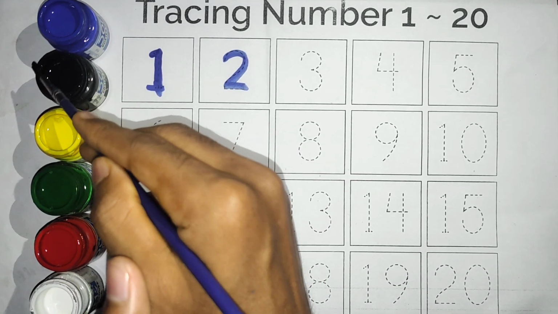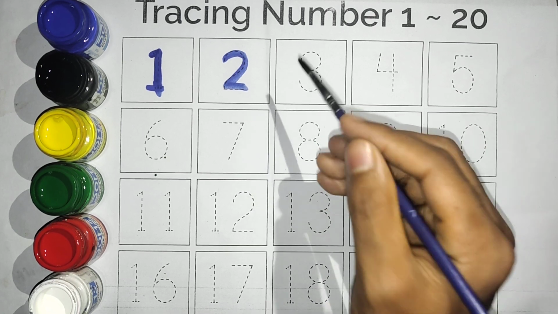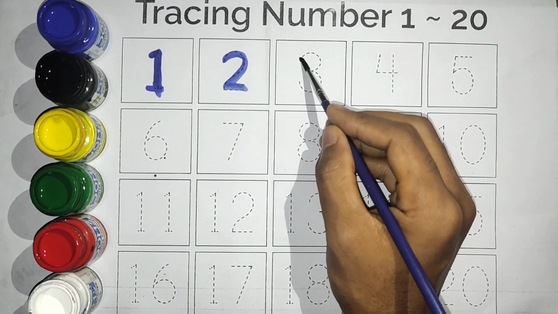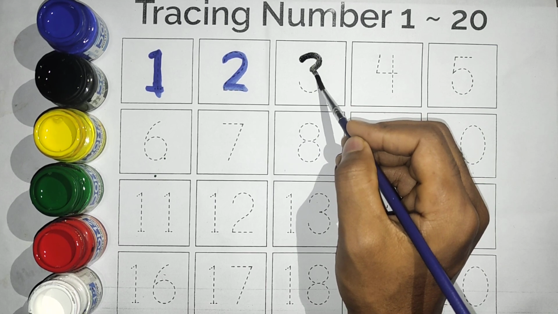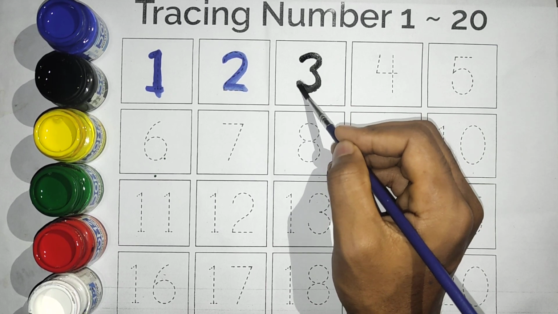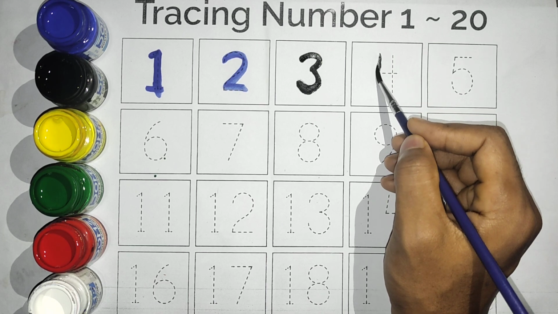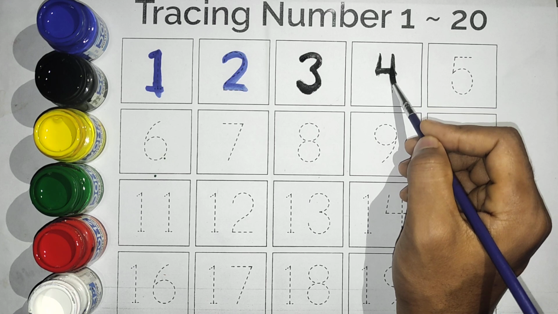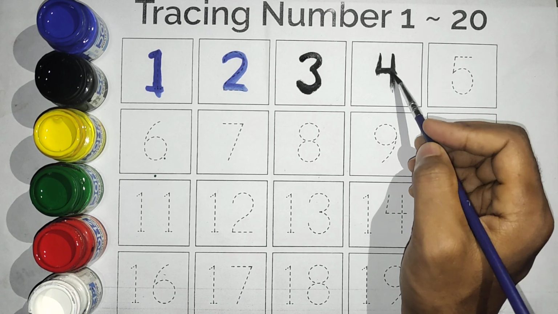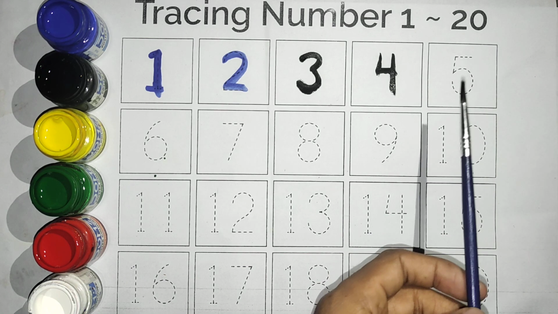3. Now we are coloring the number 3. T-H-R-E-E, 3. Kids, now we are coloring the number 4. F-O-U-R, 4. Kids, the next one is 5.